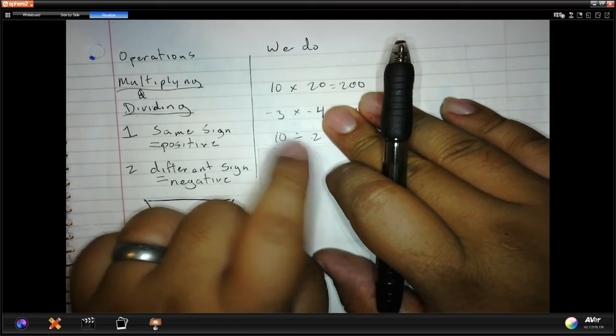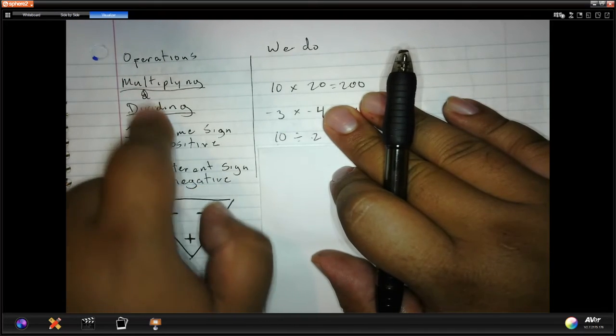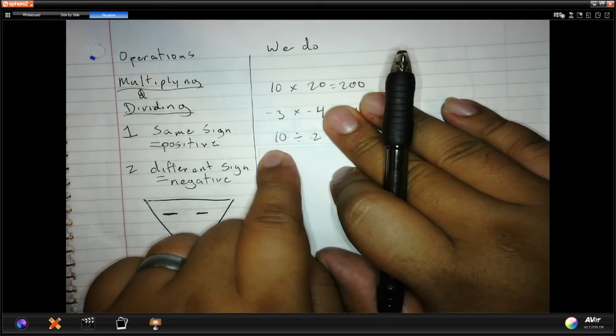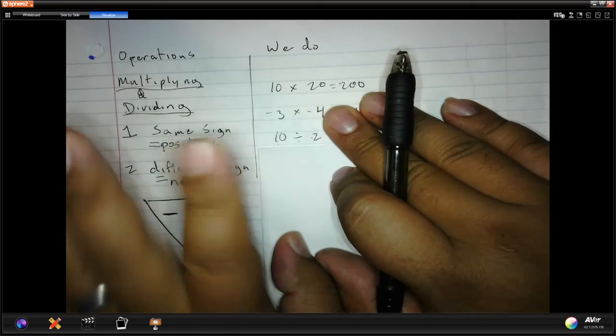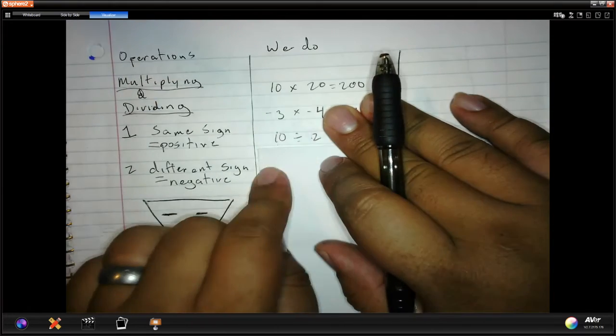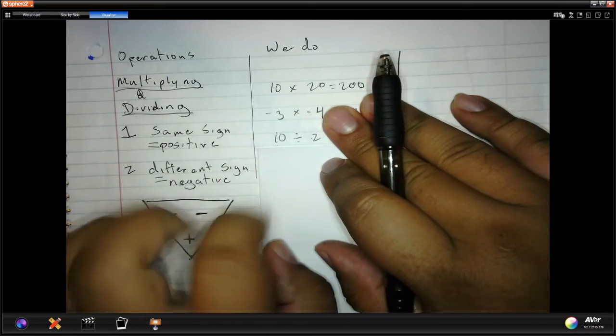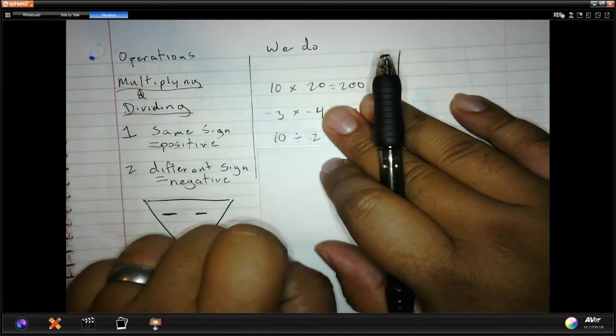Oh, this one is a division problem. Because remember, these rules still follow for multiplying or dividing. So I have 10, and I'm dividing that by 2. So if I got 10, and I'm dividing it by 2, I split 10 into 2 groups. That's going to be 2 groups of 5.